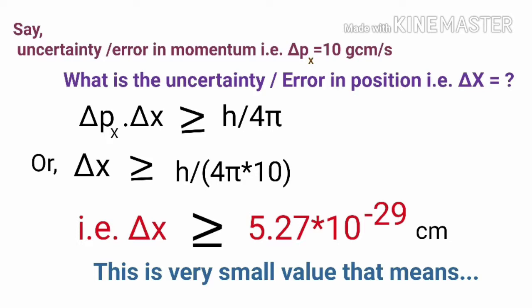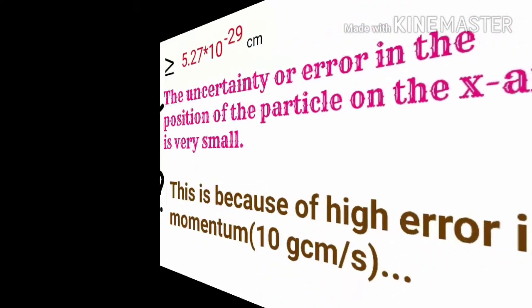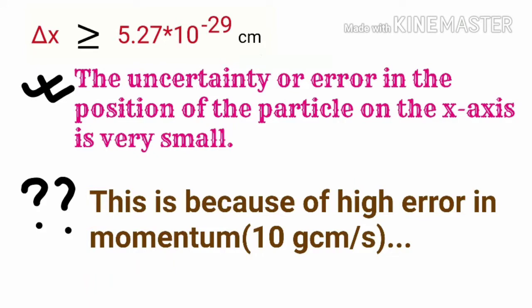This is a very small value. That means the uncertainty or error of the position of the particle on the x-axis is very small. This is because of the high error in the momentum, that is 10 gram cm per second. That is, more error in momentum causes less error in position, and less error in position causes more error in momentum.